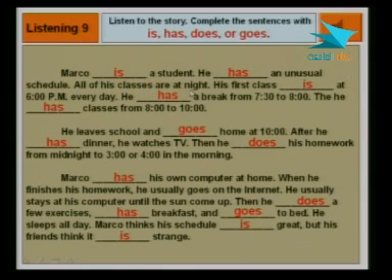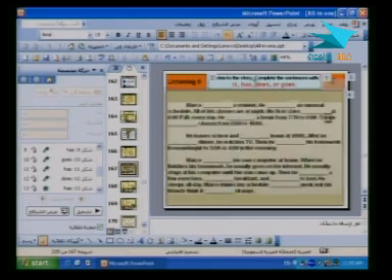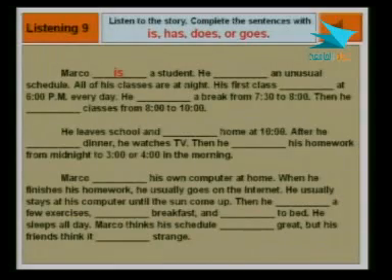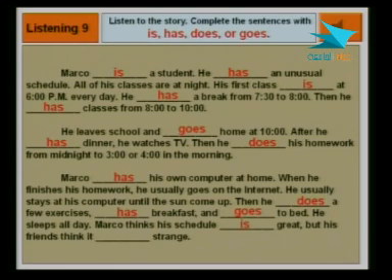All of his classes are at night. His first class is at 6 p.m. every day. He has a break from 7:30 to 8. Then, okay, that's not the, so again, we have to add that N here. All right. Then he has classes from 8 to 10.